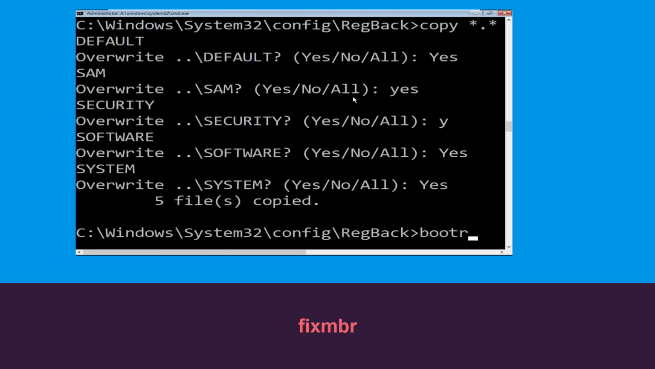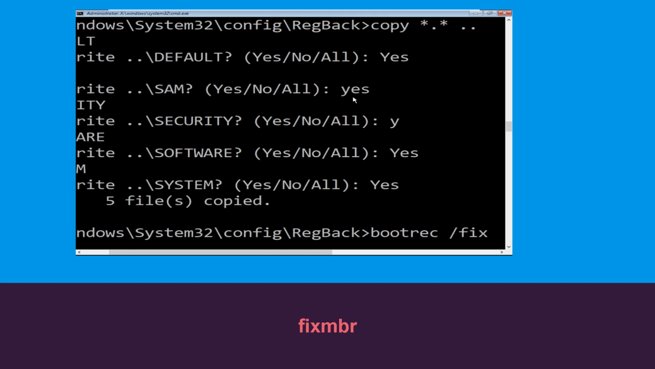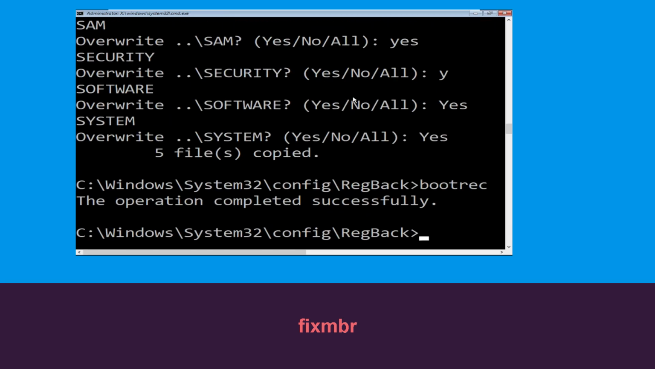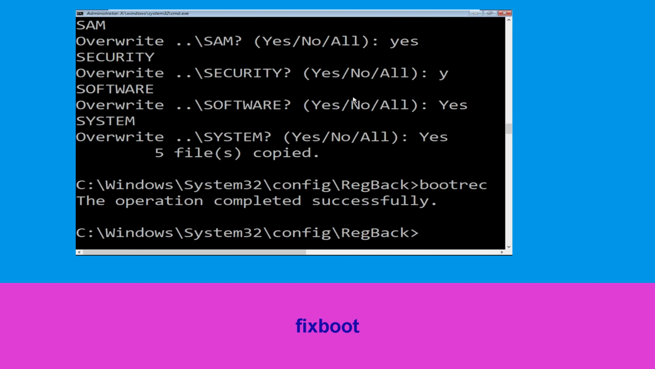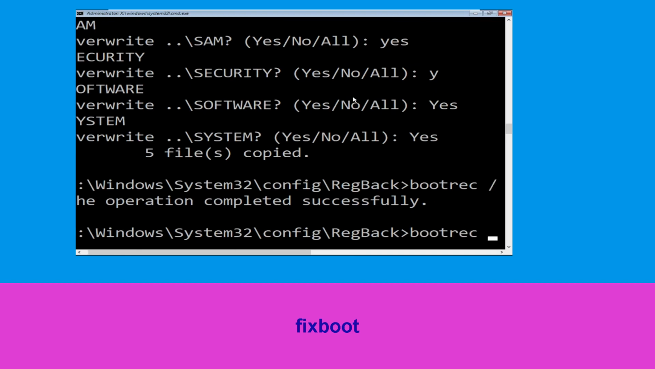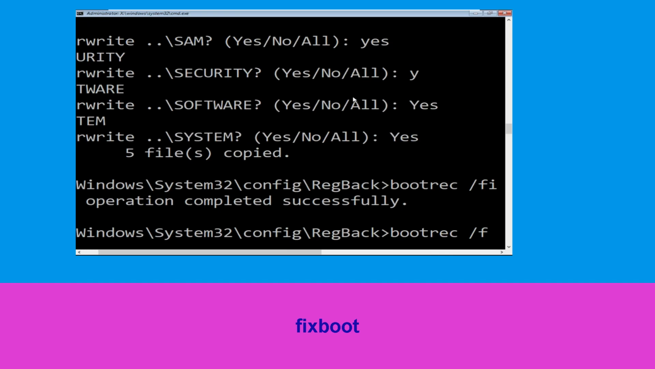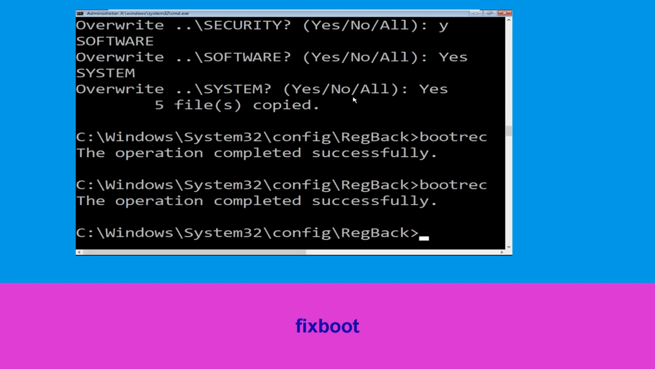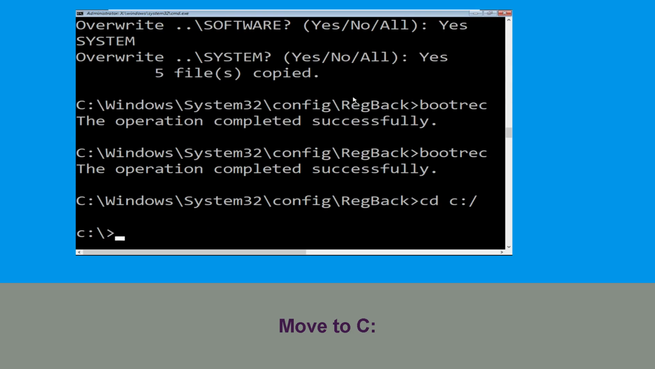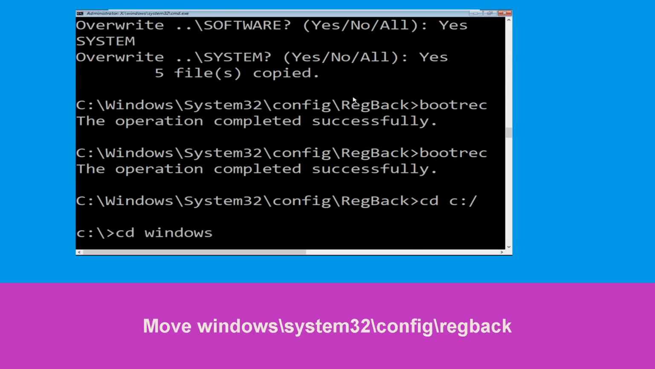Now type bootrec /fixmbr and hit enter to execute the command. Now execute this command. Type in bootrec /fixboot and hit enter. Now type cd c:\ and simply hit enter. Now type cd windows\system32\config\regback and hit enter to execute.